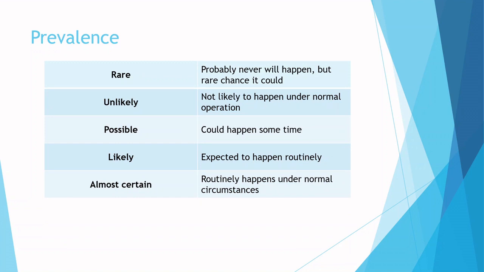Prevalence is how we're talking about the frequency. How often does a hazard occur? Rare is probably unlikely to happen, but there's a small but theoretical chance it could. In other cases, things could be unlikely, so it's not going to happen under normal operations if things are going correctly. Possible means it could happen sometimes, likely implies that it could happen routinely, and almost certain means it's going to happen almost all the time under normal circumstances.